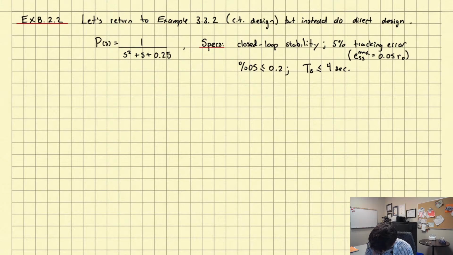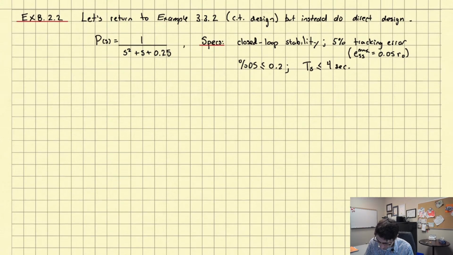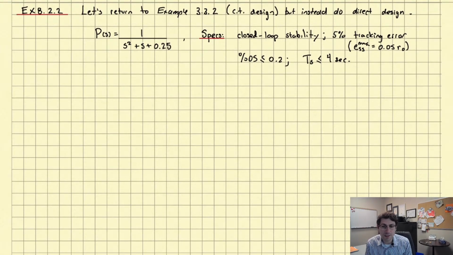Step 1. In direct design, the very first thing you're going to do is you're going to discretize the plant, which we learned how to do in Chapter 7 by hand. But in practice, you'll typically do this with MATLAB. So we're going to discretize the plant. Okay. I guess I didn't write it down, but let me say that the sampling period is going to be 0.05.